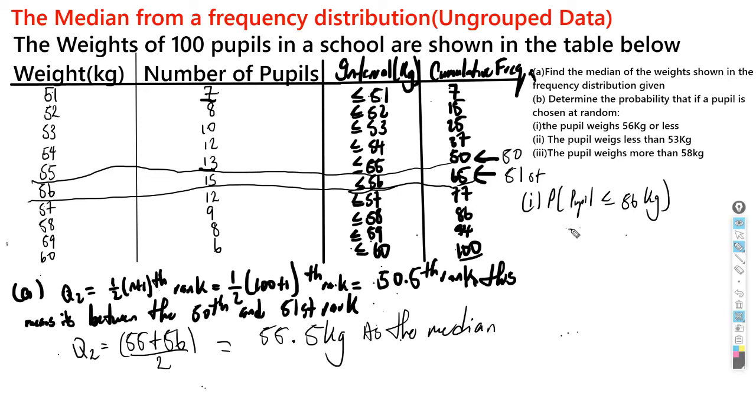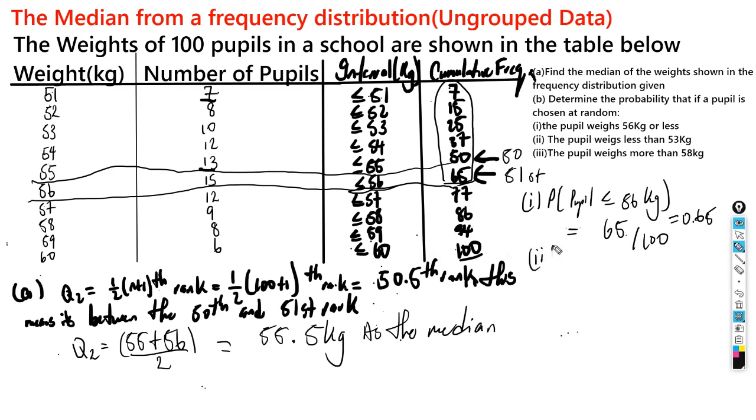This should actually be equal to, well, if it's less than or equal to 56, then it would be 65 and less, because it would start from 65 here and go downwards. So it would be this amount. We know it's 65, and we know that there are 100 observations in total. So we end up getting 0.65 as the probability.